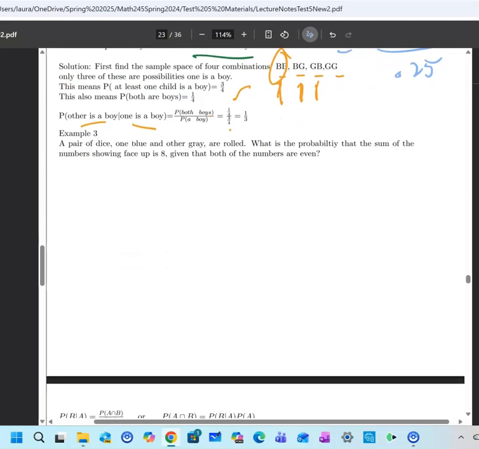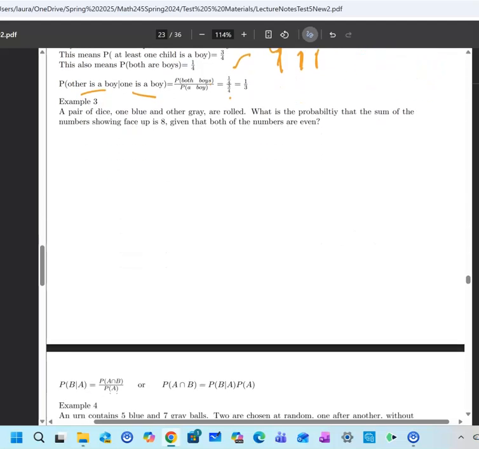All right, let's dig into this one. It's talking about a set of dice. We're looking at a blue and a gray to make sure you distinguish that there are 2 separate dice. What's the probability that the sum of the numbers showing up is 8? Let's write down all the combinations with a sum of 8: a 4 and a 4, a 5 and a 3, a 3 and a 5, a 2 and a 6, and a 6 and a 2. So I see 5 different outcomes here.